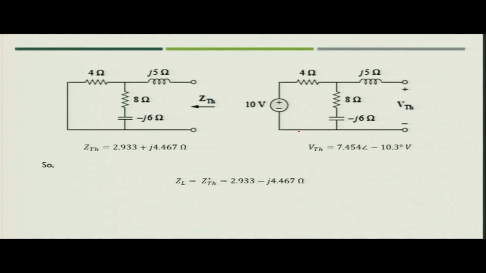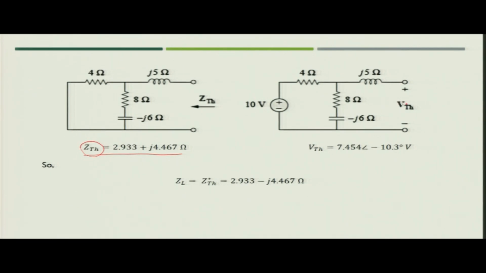To find the Thevenin impedance, you will short circuit the source. So, your circuit will become like this, and this 4 ohm resistance will now be in parallel with 8 ohm resistance in series with minus J 6 ohm reactance. If you solve this, the parallel combination, and then the result is added with the J 5 ohm reactance offered by the inductance, you will get ZTH as 2.933 plus J 4.467 ohm. So, by solving this, you get the value of ZTH.